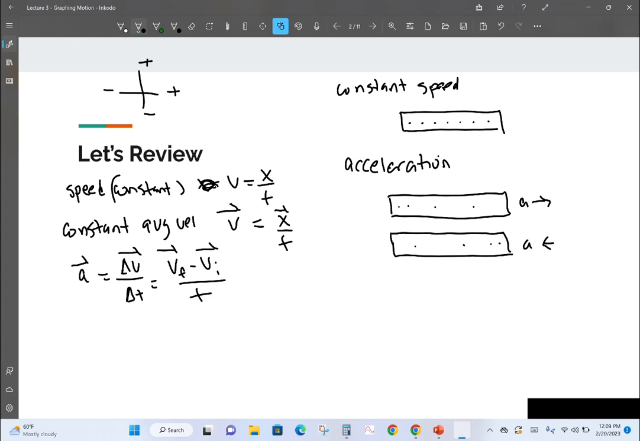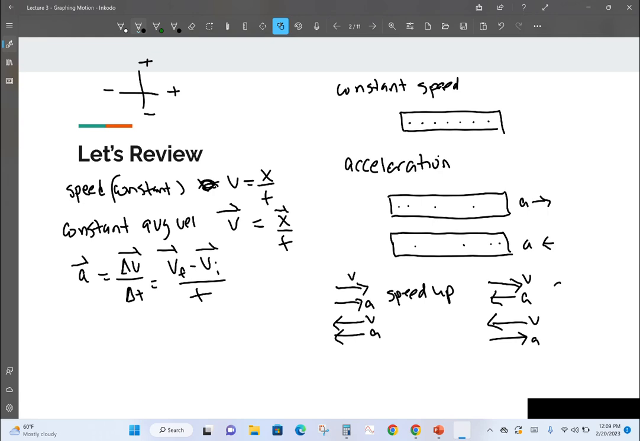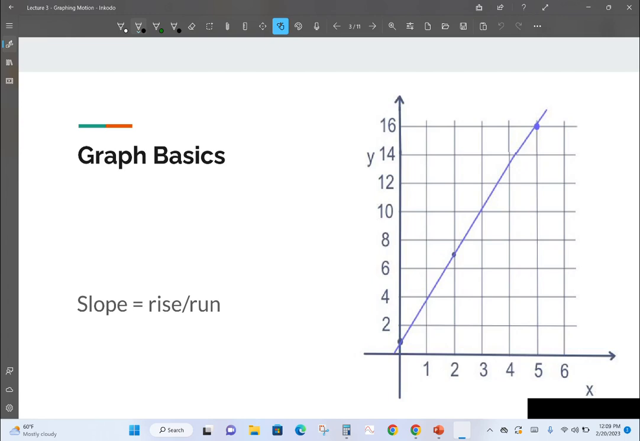So if you are moving to the right and your acceleration is to the right, you'll speed up. Likewise, if you're moving to the left and your acceleration is to the left, you'll speed up. But if you're moving to the right and your acceleration is the opposite direction, or vice versa, the end result will be that you slow down. All right, now let's talk about graphing in general.